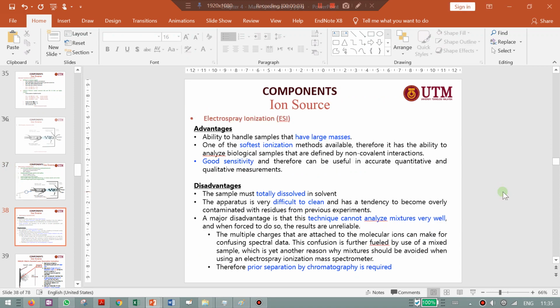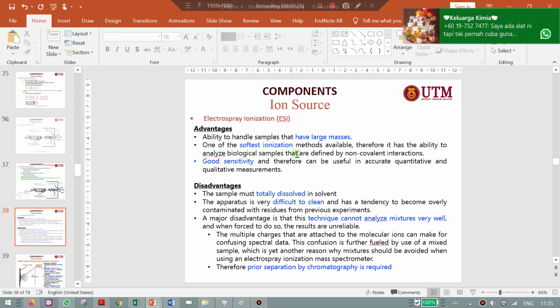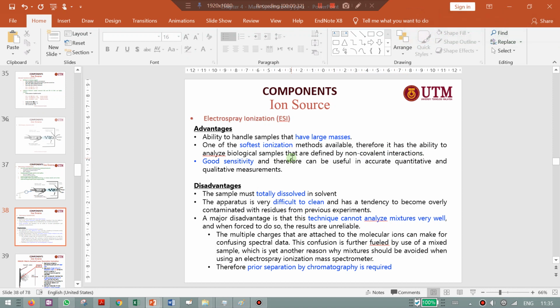In electrospray ionization, here are the advantages and disadvantages. The ability to handle samples that have large masses, because it's a soft ionization technique. No heating is required prior to ionization. It is one of the softest ionization methods available, therefore it has the ability to analyze biological samples that are defined by non-covalent interaction, meaning the bonds are weaker.